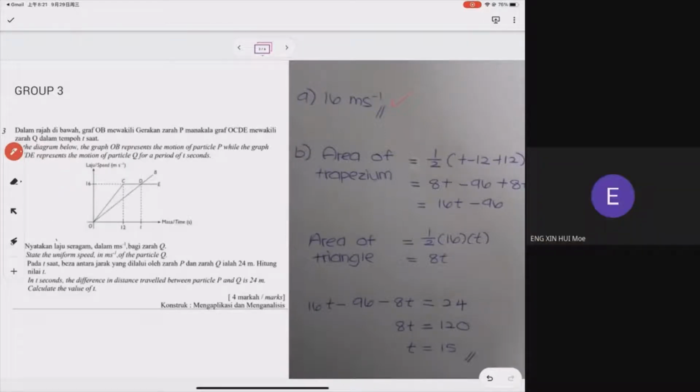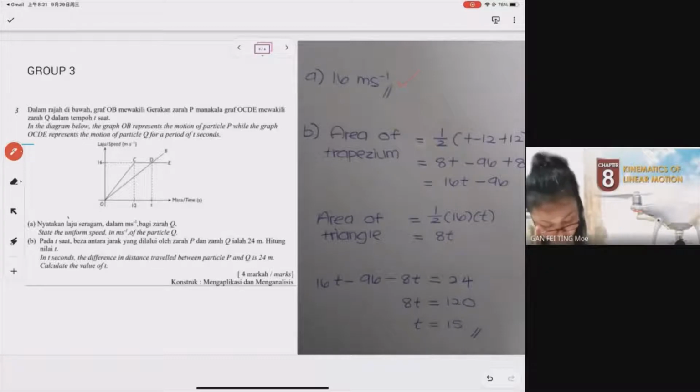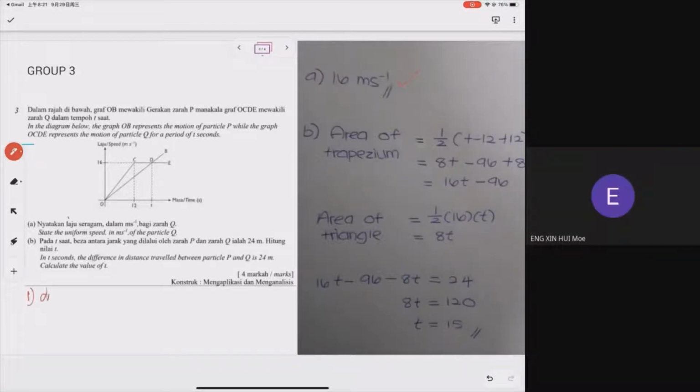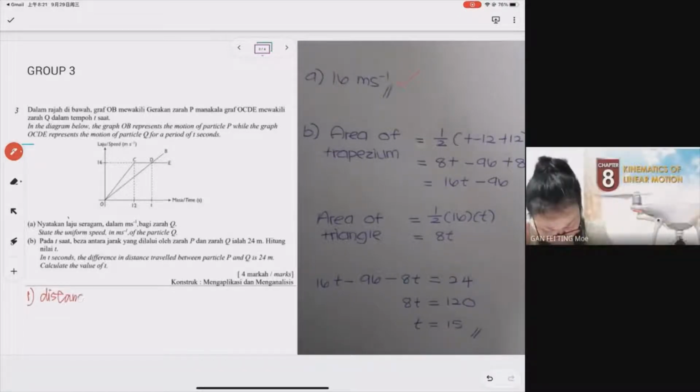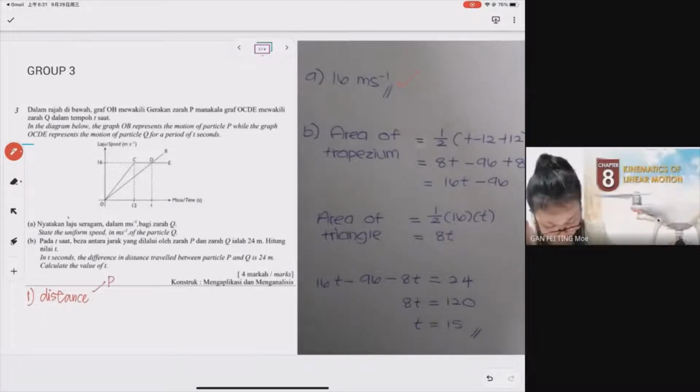For this question, the keyword is distance. So to find the distance, we use the area under the graph. Okay, wait. No, you tell me what you do first. The explanation of the working will be later. So you tell me the first one. What do you look for? What is your first step? Okay, you look for distance from whom? Particle P and particle Q. Okay, you look for distance for particle Q and particle P. Very good.